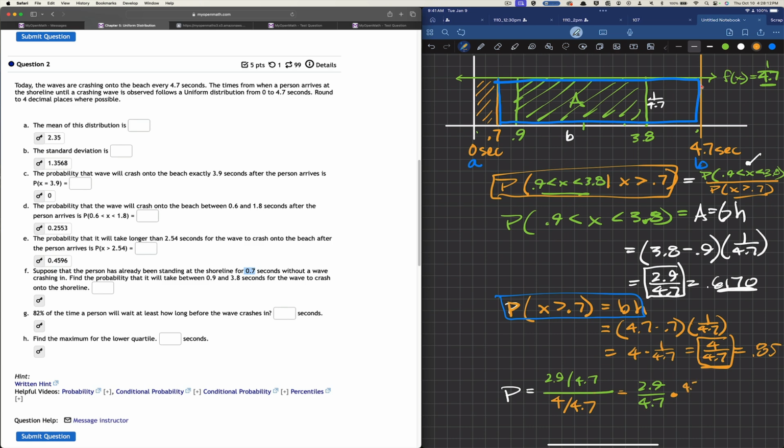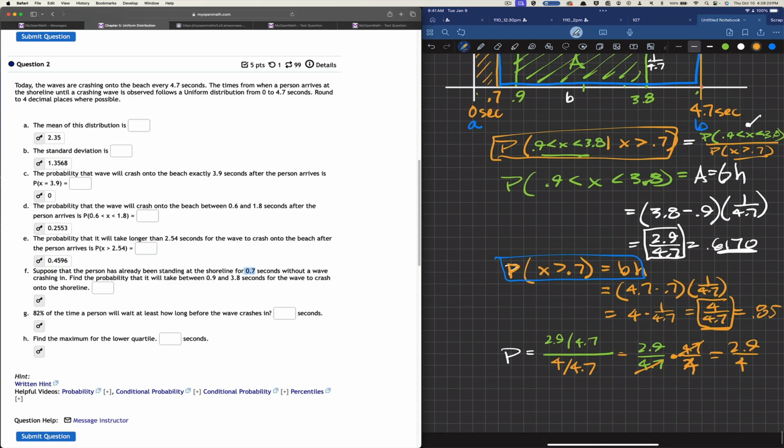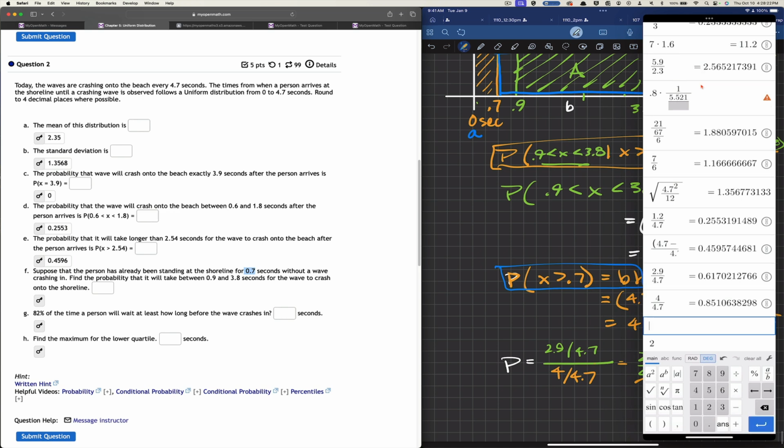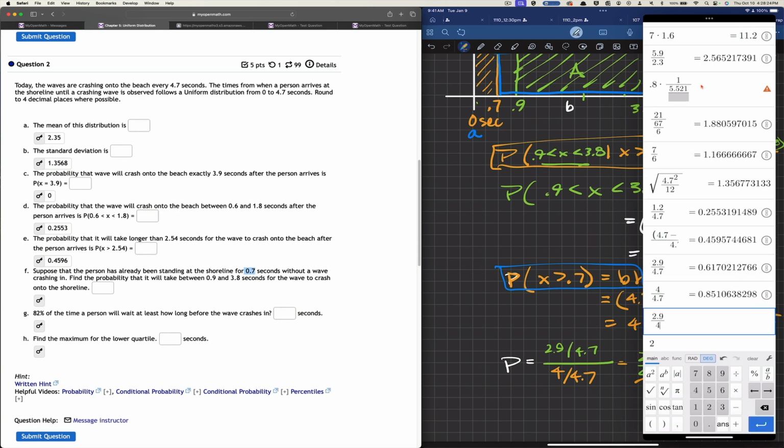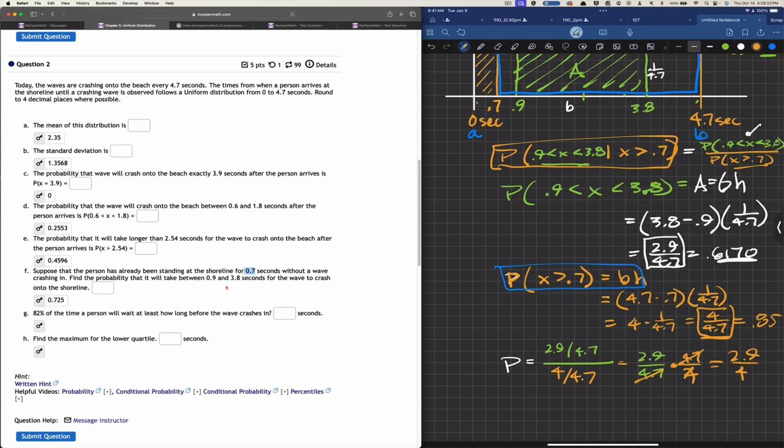So it's 4.7 here divided by 4. And notice how these 4.7s equal 1, and I get 2.9 divided by 4. 2.9 divided by 4 is 72.5% or 0.725, and that's our answer. Okay? All right. Let's erase and get these last two.